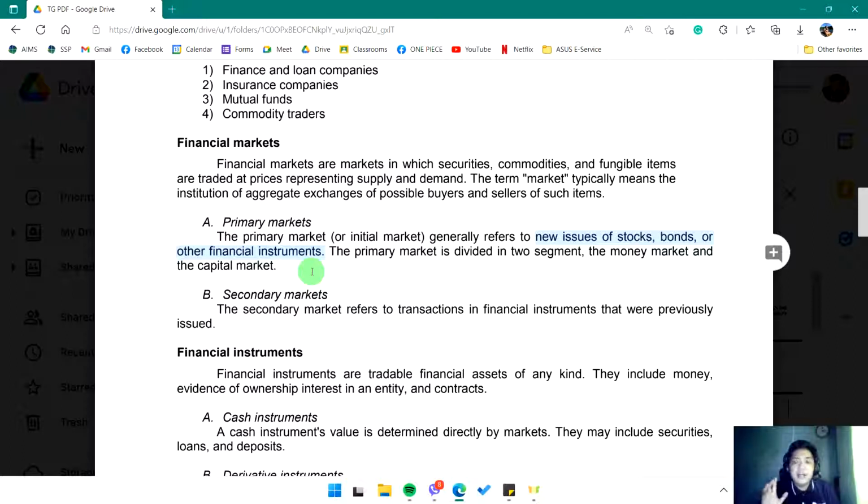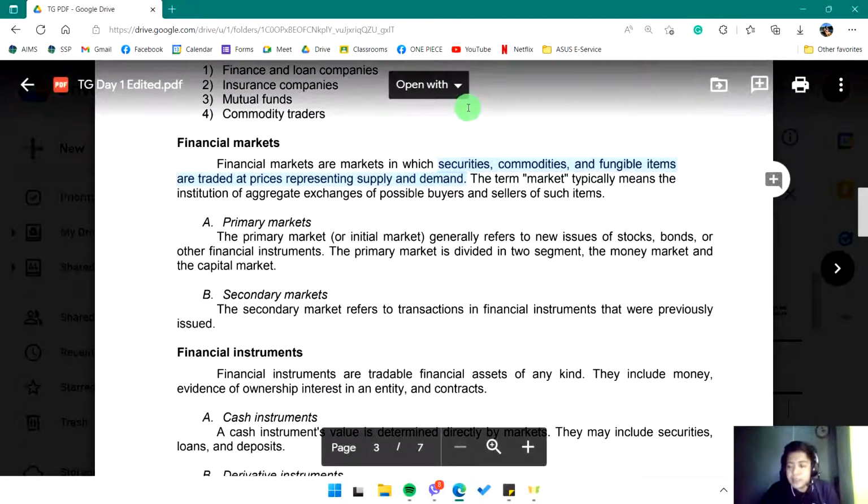By the way, to give you a better or simplified idea about financial markets, think of the Philippine Stock Exchange. Yan, PSE. That is a form of financial market. Kasi it is a place wherein people can sell off their stuff, whether in a form of security, commodities, and fungible items that will represent supply and demand. So, yan, PSE is a kind of financial market.